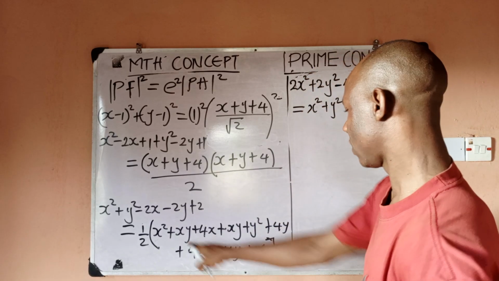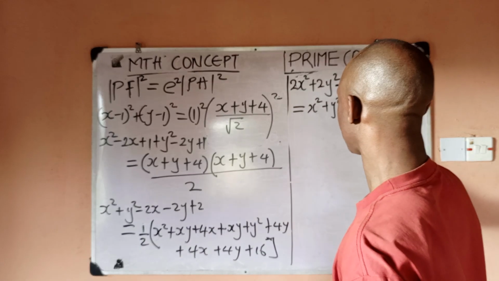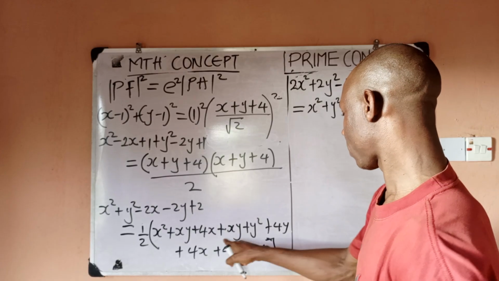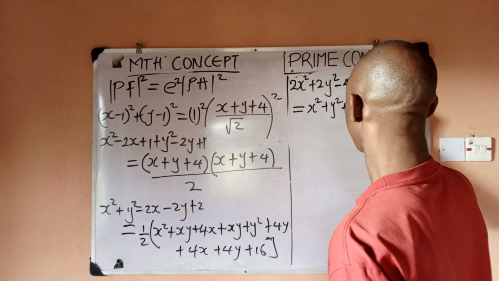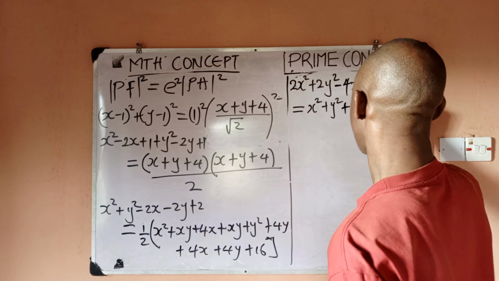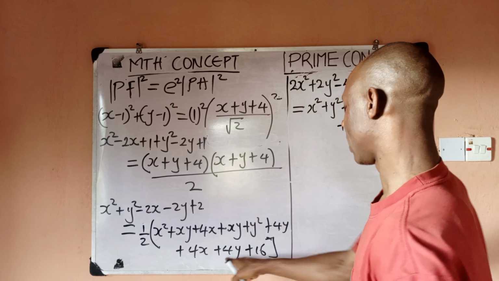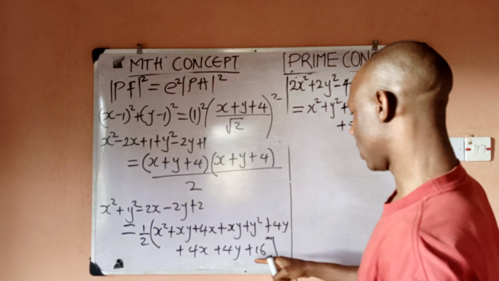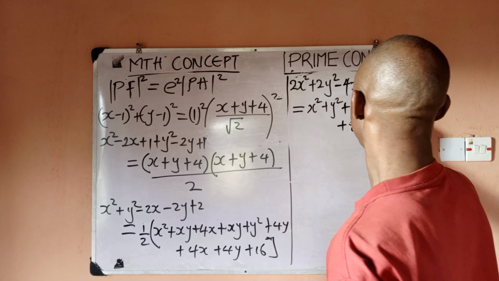So let's see some other things. This can add to this, right? Which would give me plus 2xy. Which other one can add? So we have this can add to this, which would give me plus 8x. Then which other thing can add? 4y can add, which will give me plus 8y. Which other thing can add again? Let's see. None other, so we have plus 16.